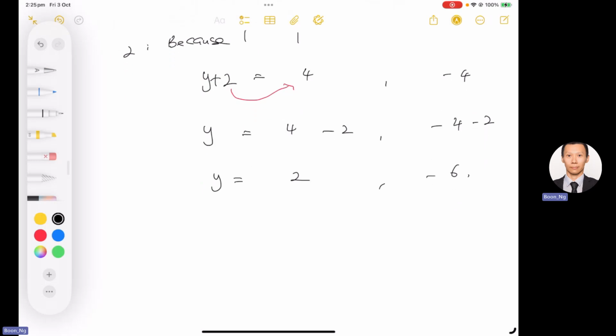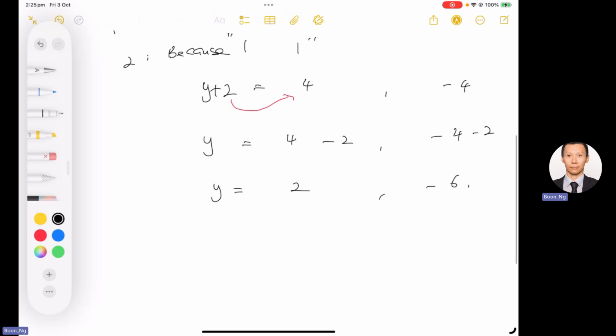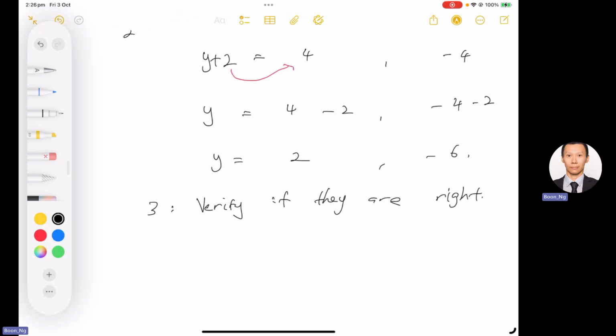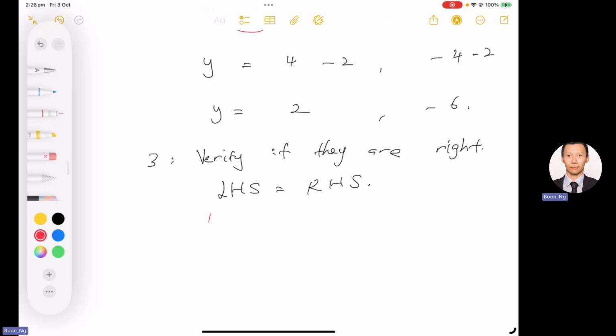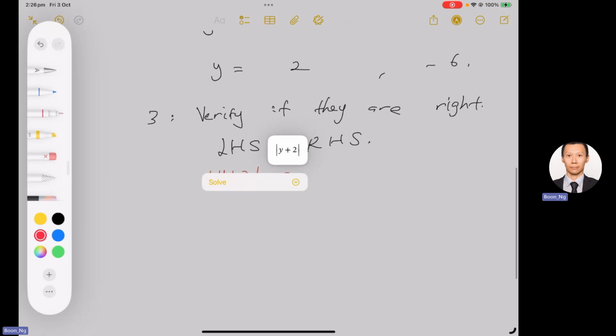So we have two solutions, but we need to make sure these two solutions are actually verified, that they are right. How do we do it? We need to make the left-hand side equal to the right-hand side. We go back to the first equation, which is this one. Now we copy this one: absolute value of y plus 2 equals 4.